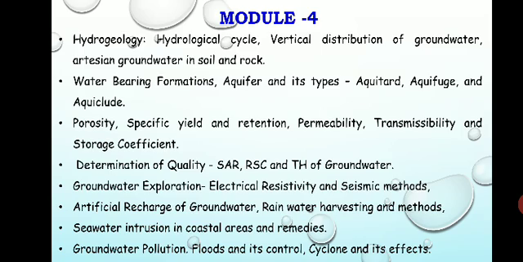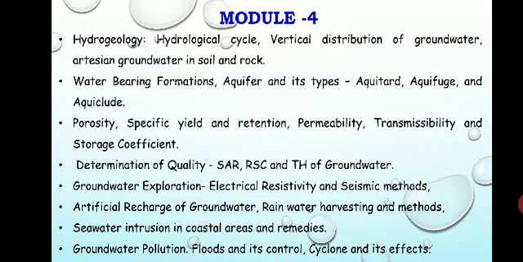Then we are going to discuss how to determine the quality of water, that is SAR, RSC and TH of the groundwater. What are the formulas to find out all these parameters? Then also we are going to discuss the groundwater exploration methods, how the search for groundwater is done. There are two methods which are commonly used, that is the electrical resistivity method and the seismic method.